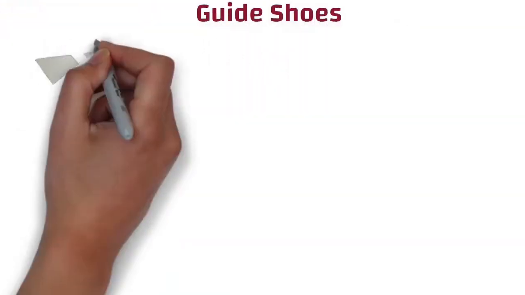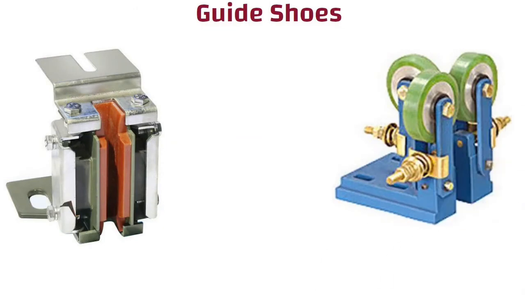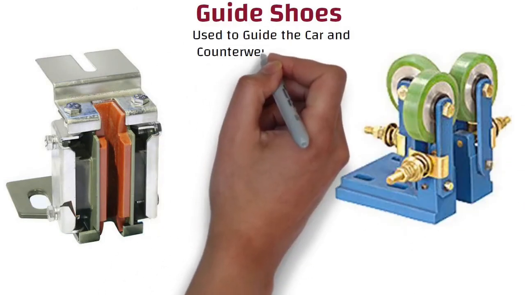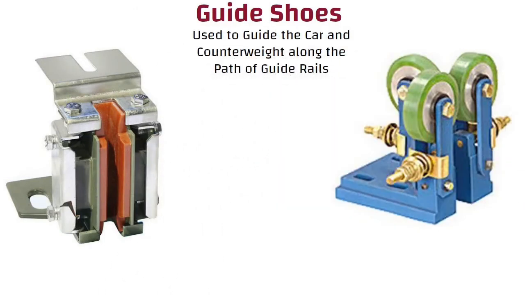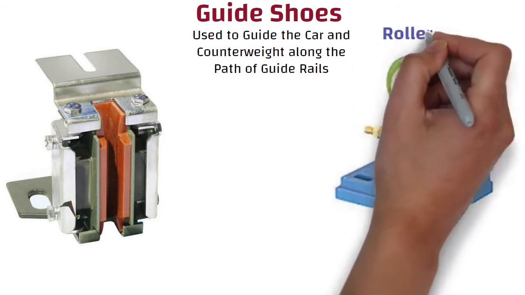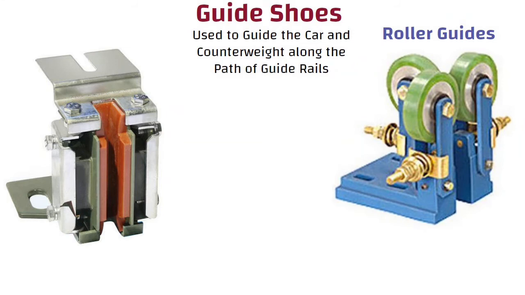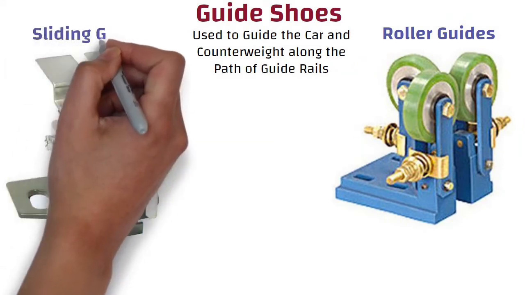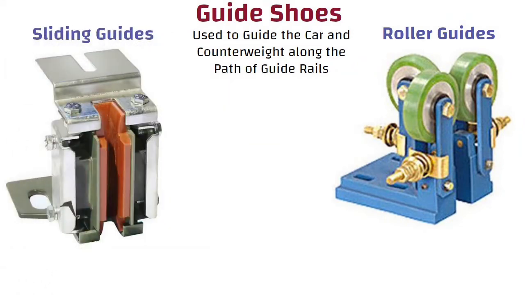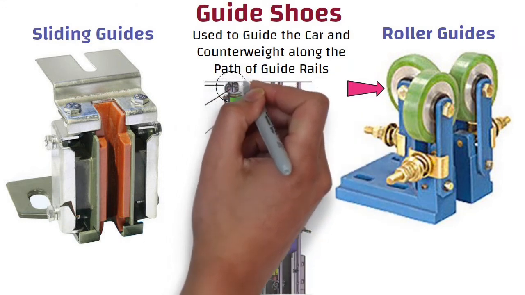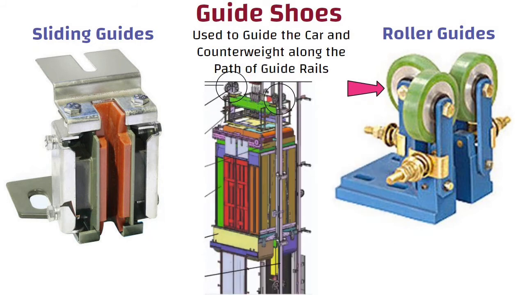Guide shoes. Guide shoes are the devices which are used to guide the car and counterweight along the path of the guide rails. There are two types of guide shoes. One, roller guide shoes, roller guides, and two, sliding guides. Roller guides use rollers that rotate on guide rails. It has a set of 3 wheels that roll against the guide rails. You can see roller guide shoes on rails in this picture.